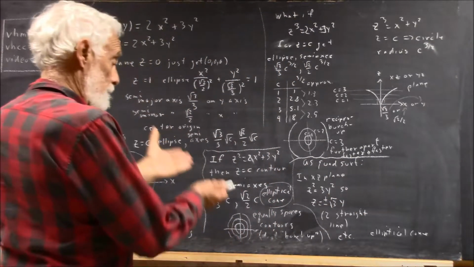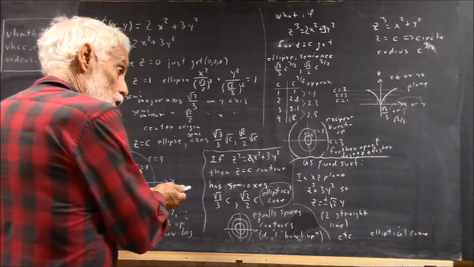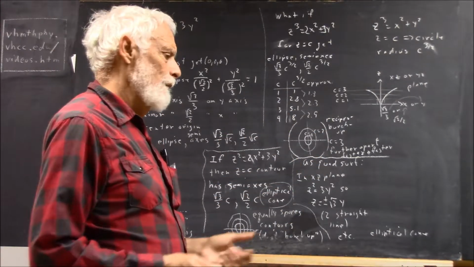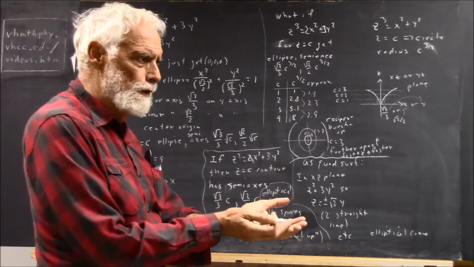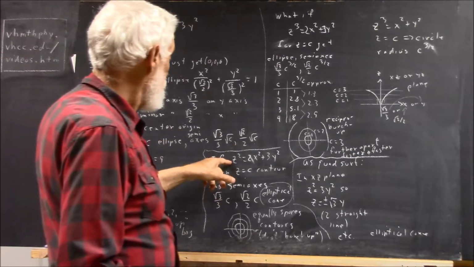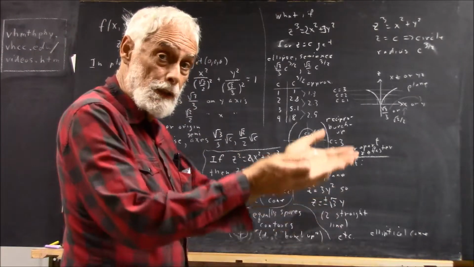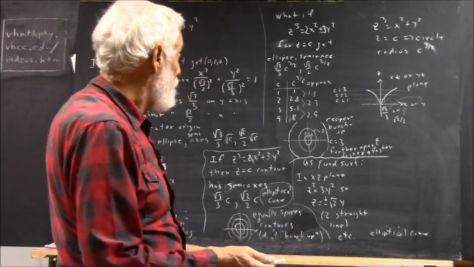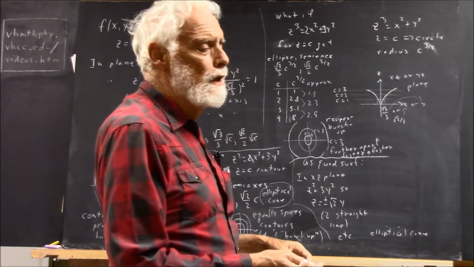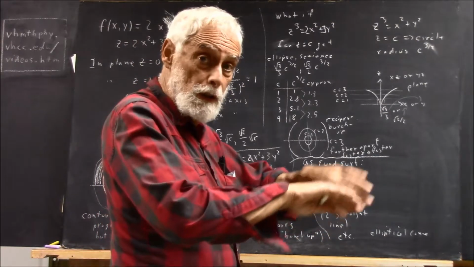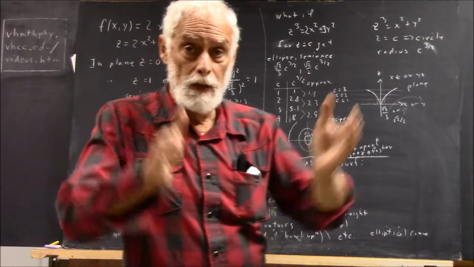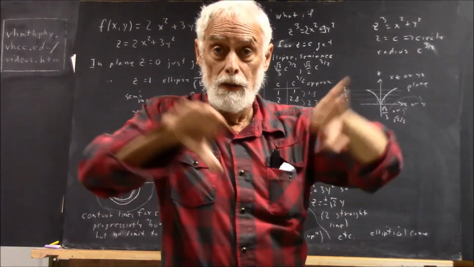Okay, so here we've got, as z goes up, as we move away from the origin, z goes up faster and faster for this one. Here, z goes up at a constant rate, giving us a cone. Here, z goes up more and more slowly, giving us a flared out type surface. So we're going from this to this to this.